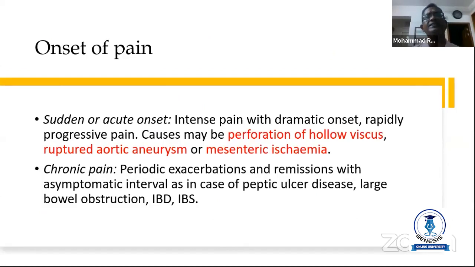So sudden or acute onset pain can be due to perforation of the gas-containing hollow viscus, rupture of aortic aneurysm, or mesenteric ischemia. Sudden, severe, acute. And sometimes it can be due to pancreatitis.